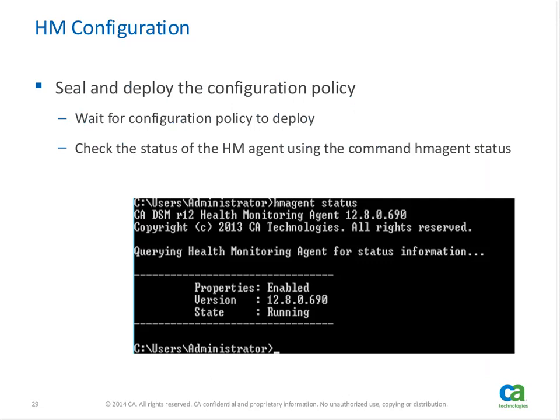Okay, so once you've made your configurations, just like any other configuration policy, you want to seal the policy. You want to wait for the configuration policy to deploy, and then you want to check the status of the health monitoring agent. So if you do the command HM agent status as it shows here, it shows that the agent is enabled and running. If I didn't have it enabled, it would show disabled. Or if it was enabled and stopped, it would be disabled stopped.